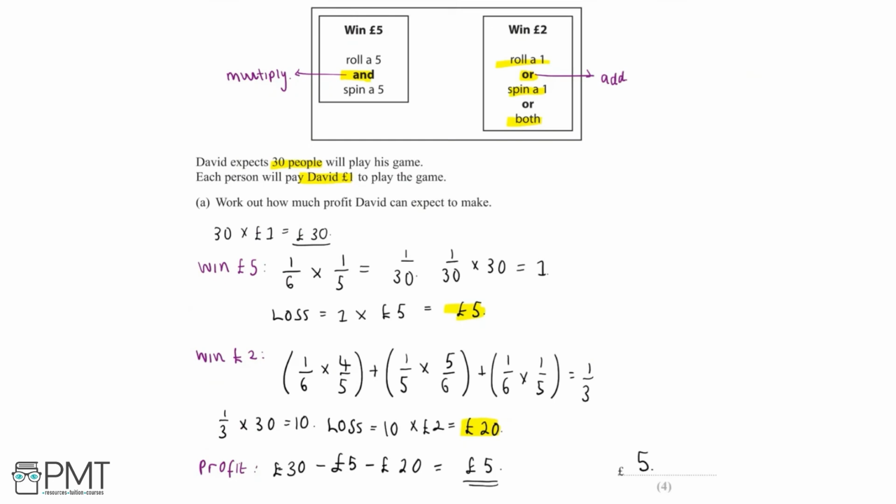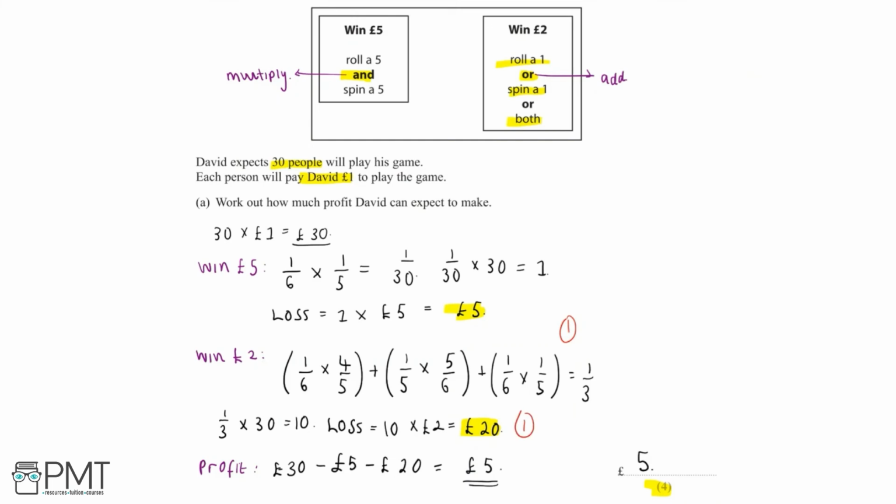Now part A is worth 4 marks, so let's take a look at where these marks are allocated. The first mark is for identifying the correct process to find the probabilities of the winning scores. The probability to win £5 we said was equal to 1 over 30, and the probability to win £2 we said is equal to a third, and so these probabilities will give us that first mark. We said that the prize money was equal to 1 multiplied by £5, and then again 10 multiplied by £2, and so the total prize money would be equal to £25.